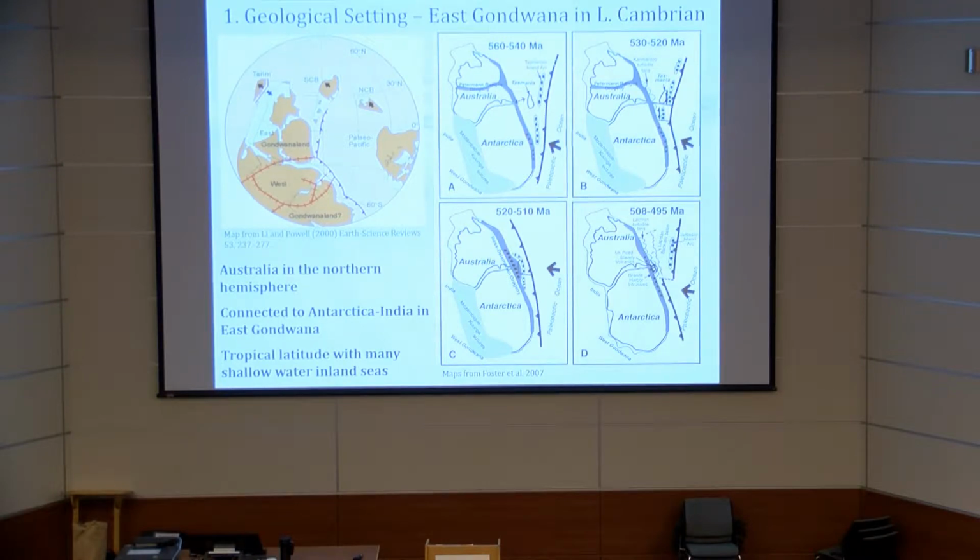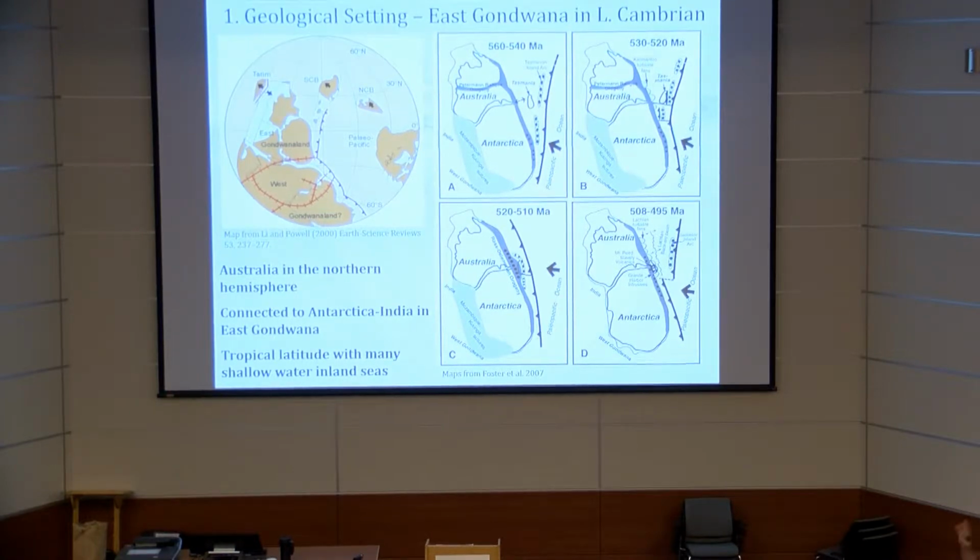In terms of paleogeographic position, you can see Australia here is connected to Antarctica and India as part of East Gondwana, and it has a position that's pretty robustly located in the northern hemisphere in equatorial conditions. You can see on the right-hand side a paleogeographic map from Foster et al., looking at oceanic arcs to the east of Australia.